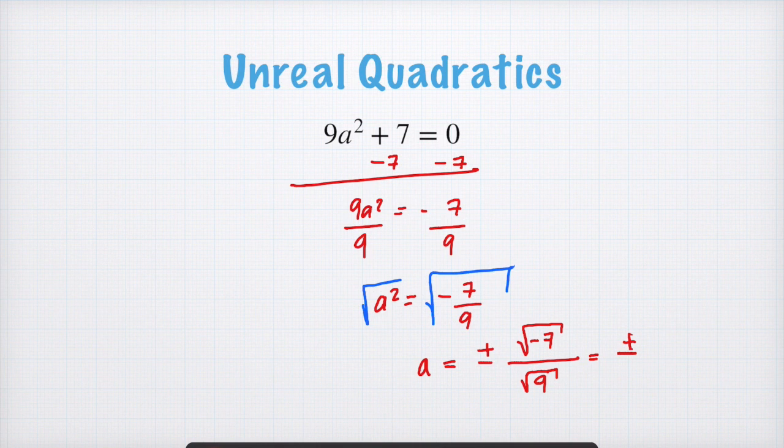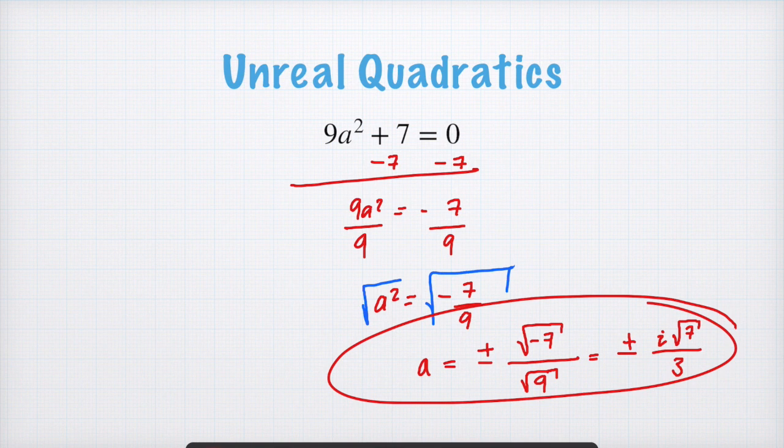So that's plus or minus. There's that negative number in there, so we'll pull out an i, and we'll be left with a 7. And the square root of 9 is just 3. So our answer here is that a is equal to plus or minus i root 7 over 3. Or in other words, it does actually eventually cross the x-axis, but it's in this imaginary plane that we can't actually see.